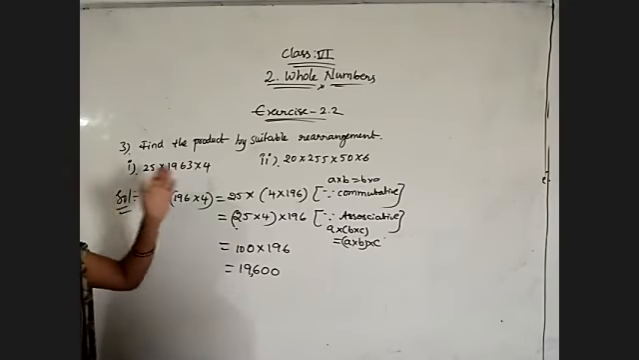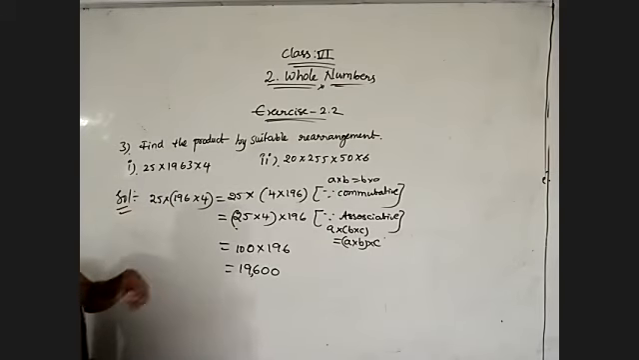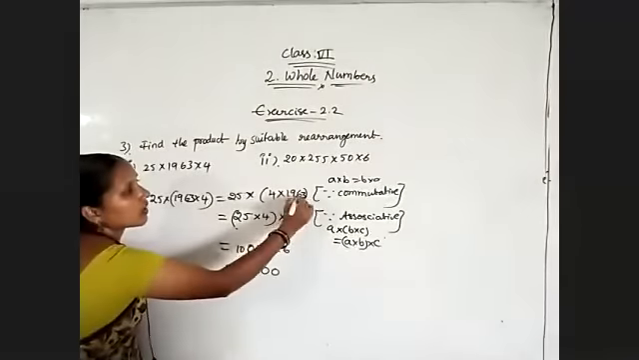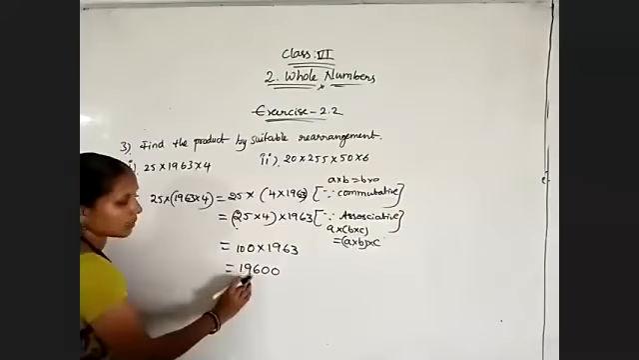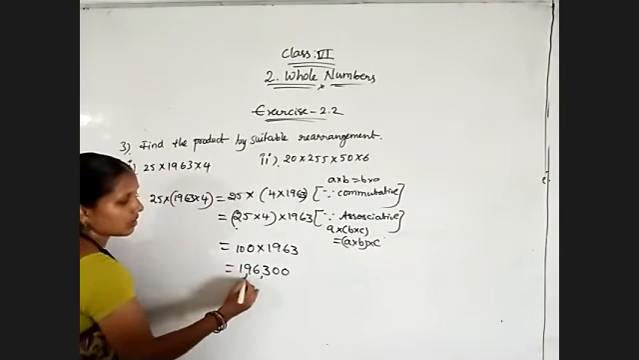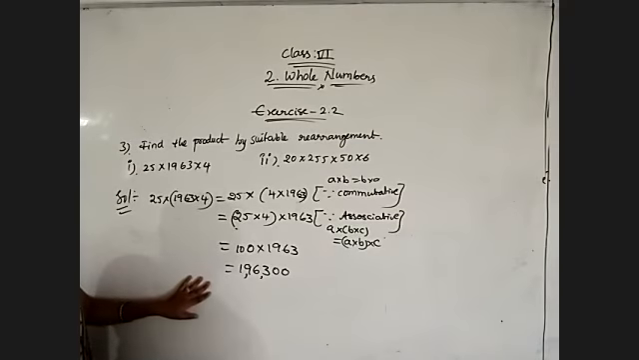So if you are going step by step, 25 into 1963, sorry, here 1963, that means 2 zeros will add, 1,96,300 will be the answer. Okay, just the number is different.